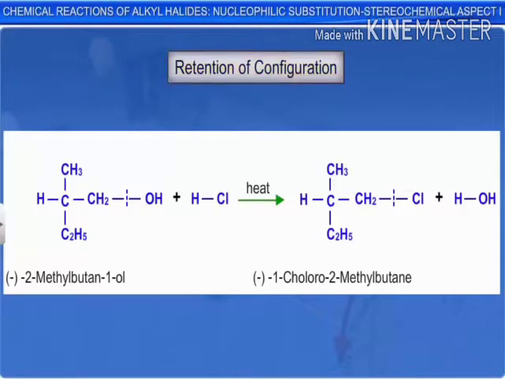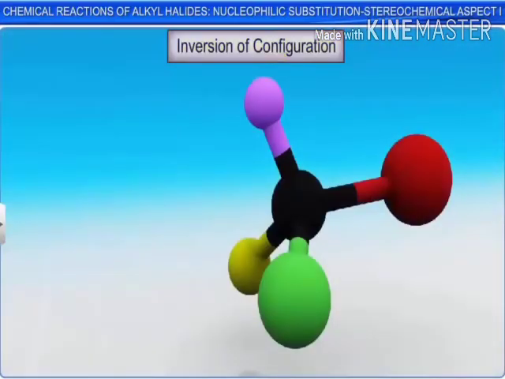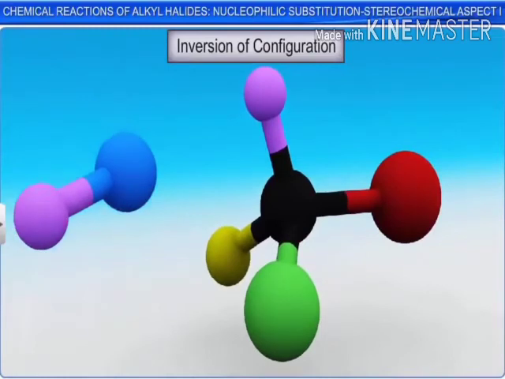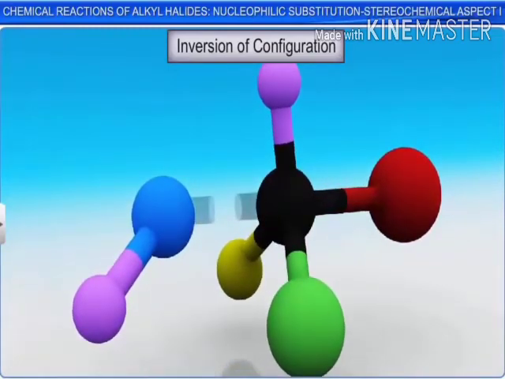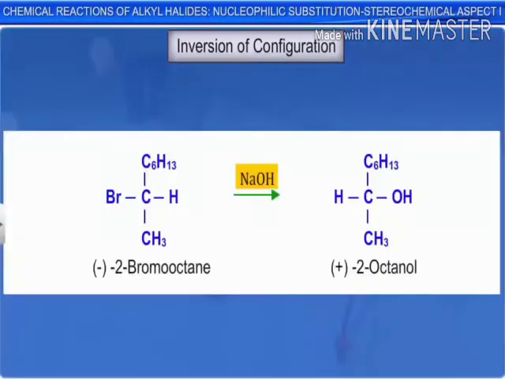In the reaction that takes place when (-)-2-methylbutan-1-ol is heated with concentrated hydrochloric acid, there is retention of configuration as shown here. Inversion of configuration in a reaction yields a product whose configuration is opposite to that of the reactant or the substrate. For example, when (-)-2-bromooctane reacts with sodium hydroxide in a reaction that follows second-order kinetics, (+)-2-octanol with inverted configuration is obtained.